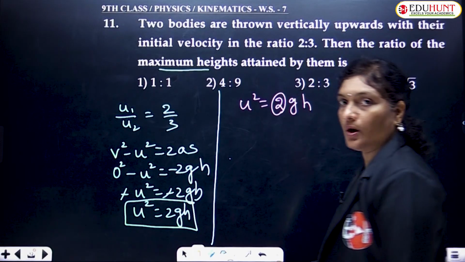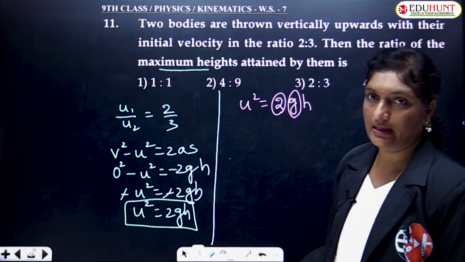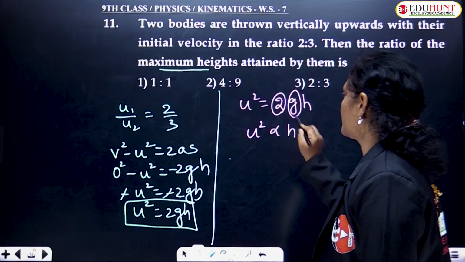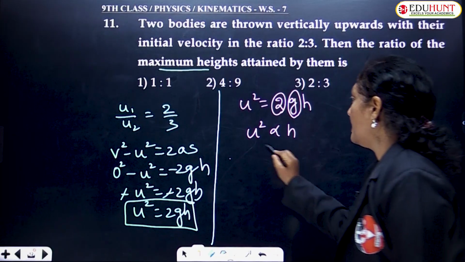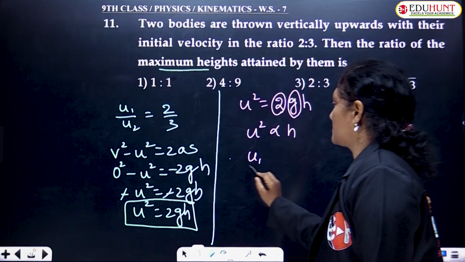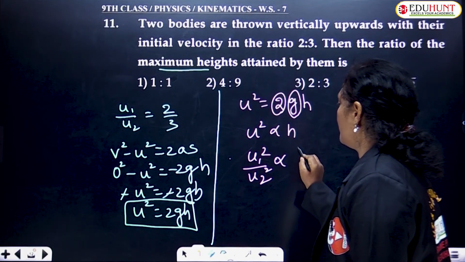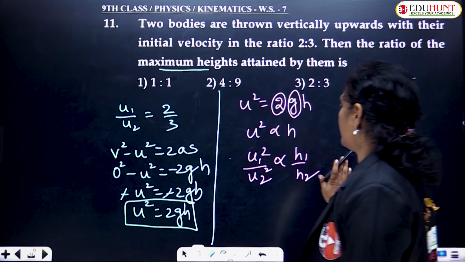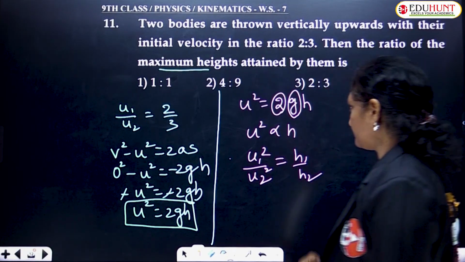2 is always constant. The value of g on the surface of the earth is 9.8, so it is also constant. Hence clearly we have u square is proportional to h. As they are asking for ratio, we can directly go with this. Hence if you compare two things, u1 square proportional to h1, u2 square proportional to h2. So u1 by u2 whole square is proportional to h1 by h2. Comparing means you can directly take it as h1 by h2.